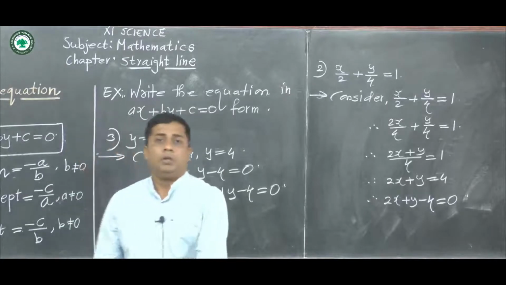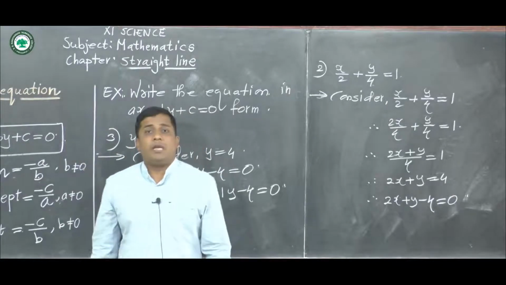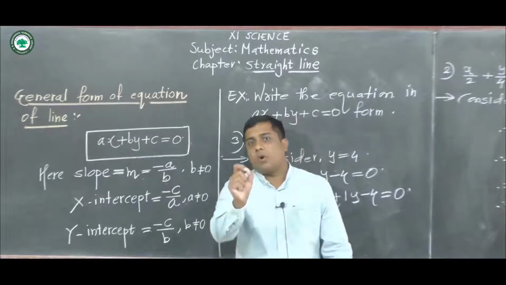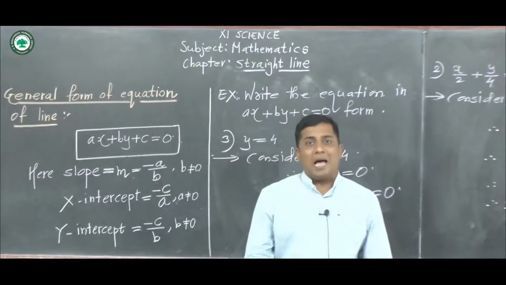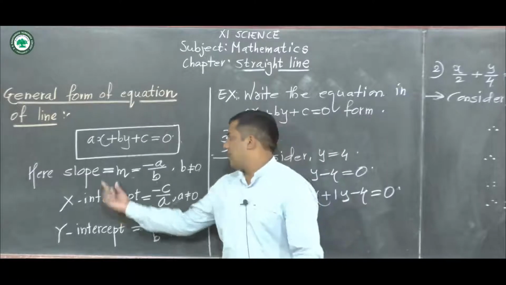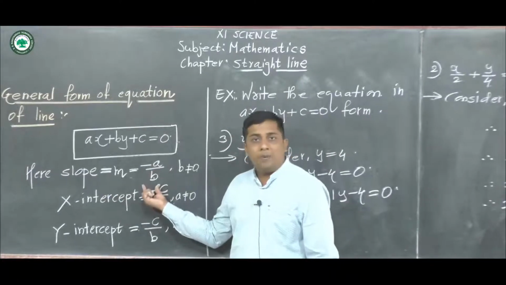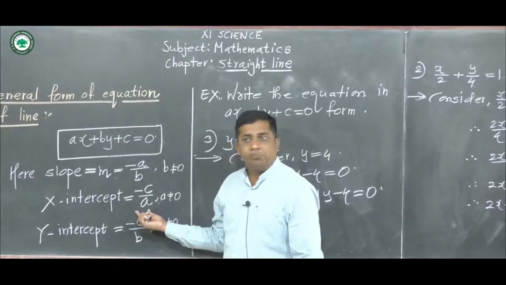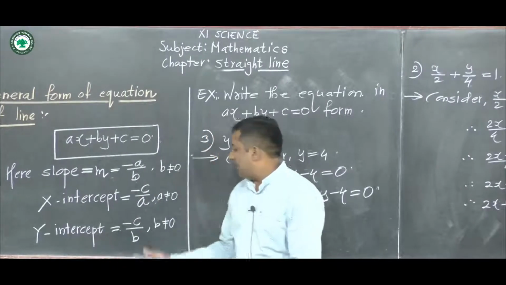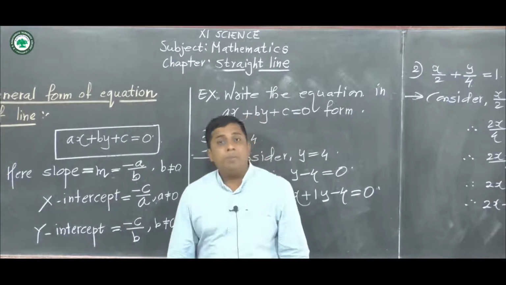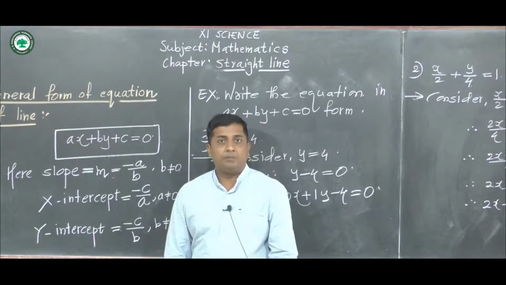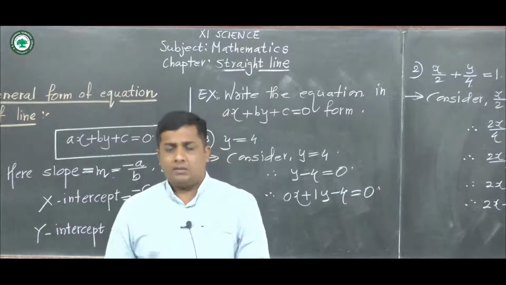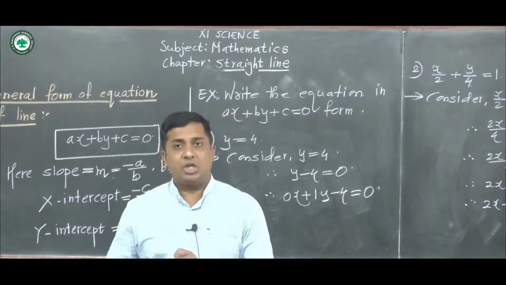So remember, if our equation is ax plus by plus c equal to 0, then this is called the general form of the line. And here the slope is always minus a upon b, the x-intercept is minus c upon a, and the y-intercept is minus c upon b. Remember this part.